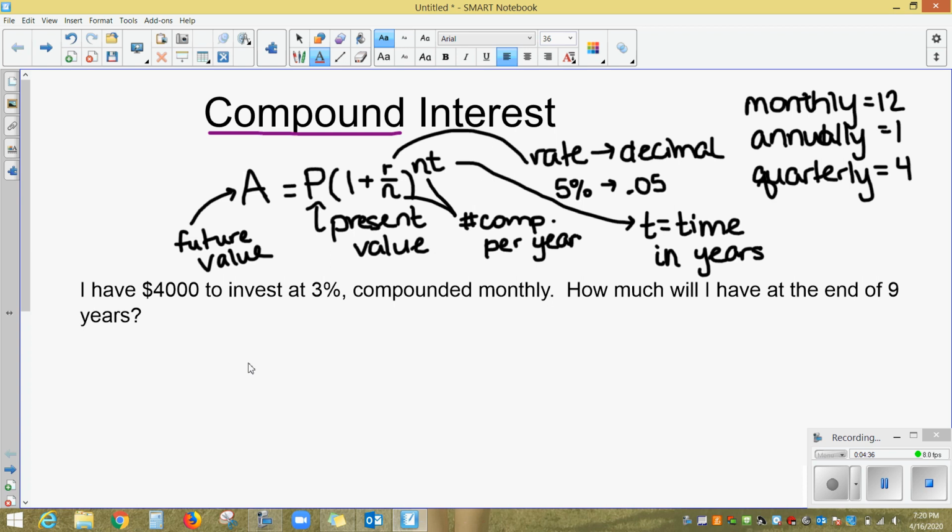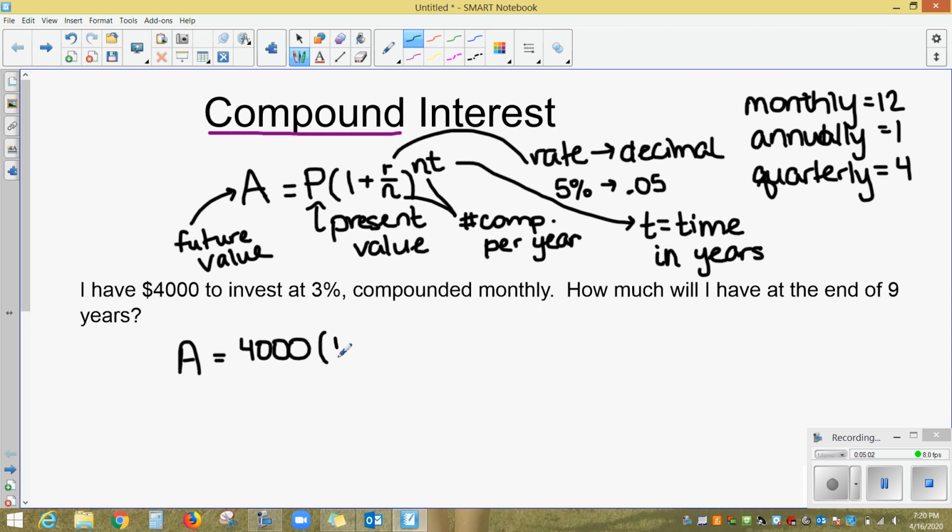Okay. I know that my money is going to be compounded monthly, which we said means 12 times every year. And I want to know how much money I'm going to end up with at the end of that amount of time. So if I'm looking for the future value there, I'm looking for A, which means I should have numbers I can plug in for the rest. Okay, 4,000 is my present value. That's how much I'm handing them at the bank.